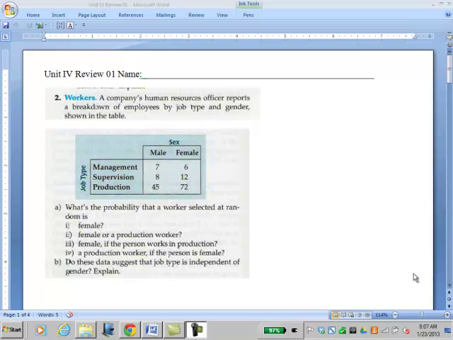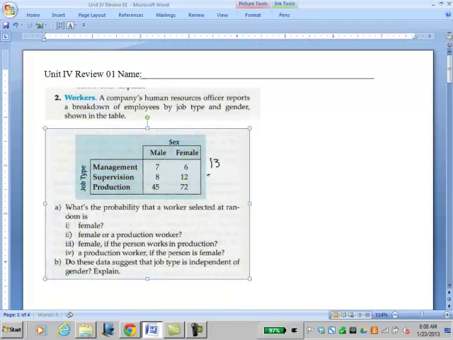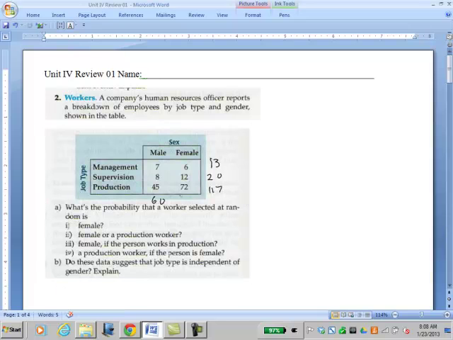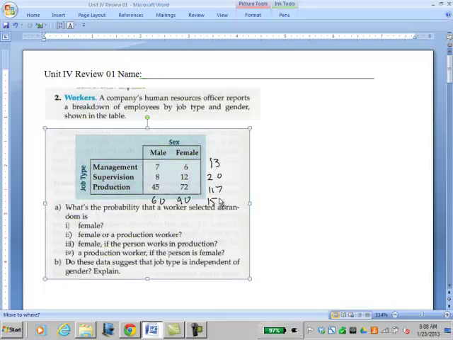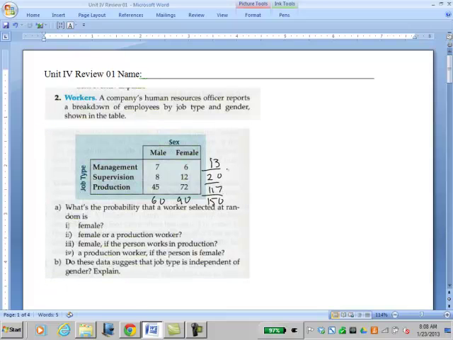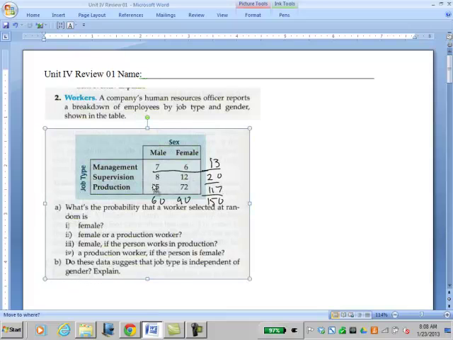Okay, so like I said, for problem 2, let's fill in the margins. We've got 13 managements, 20 supervisions, 117 productions, and 60 guys and 90 gals, for a total of 150. So I'm studying this thing.